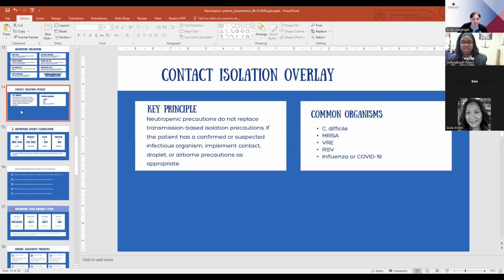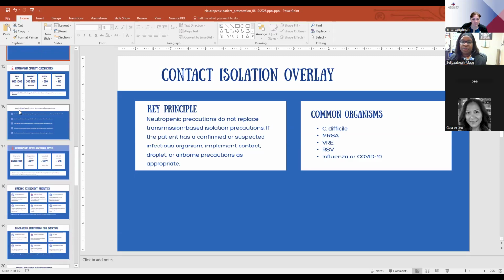Contact isolation overlay, key principle: neutropenic precautions do not replace transmission-based precautions. Although we are trying to keep this patient as free and clean of any type of infection, we want to make sure that we are confirming any suspected organism from this patient. Any contact or airborne precautions also need to be implemented if possible. So common organisms that we might look at are C. diff, MRSA, VRE, RSV, influenza, or COVID.